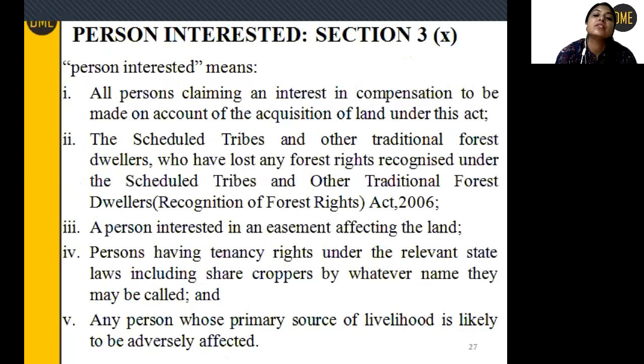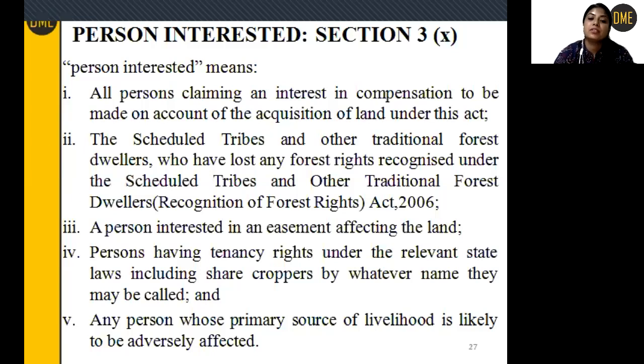Then the person interested, section 3X provides, the person interested means, firstly, all persons claiming an interest in compensation to be made on account of acquisition of land under this Act. Any person who is saying that I claim the compensation because I am going to be affected, my livelihood is going to be affected, I was a laborer on that land. So any person who is claiming an interest in the compensation will be an interested person. Secondly, the Scheduled Tribes and other traditional forest dwellers who have lost any forest rights recognized under the Act of 2006, he will be an interested person.